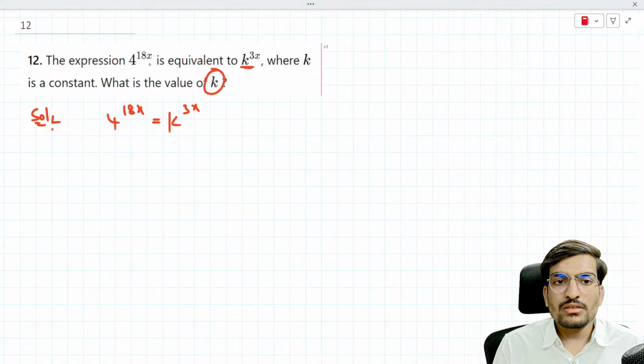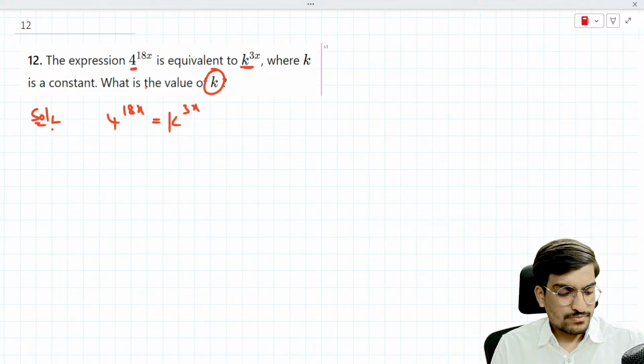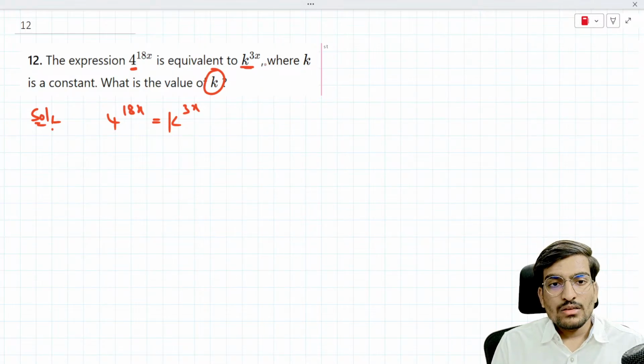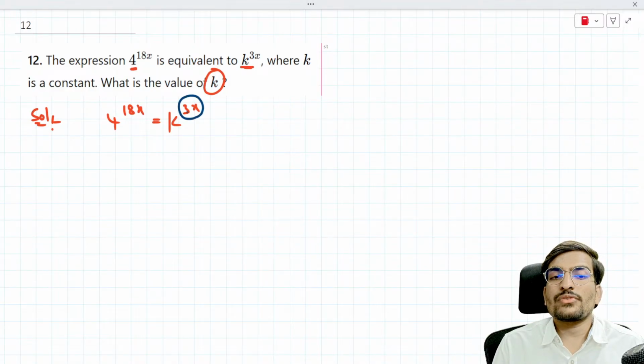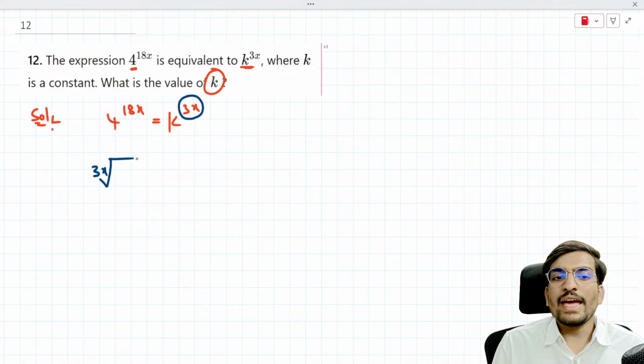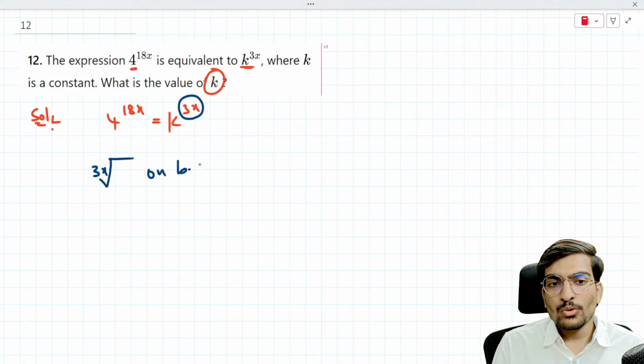It is not in the exponents. So what do we do? To find the value of k, what is there with this? It has 3x. We have to remove that part, then you will get the value of k. So what we do is take the 3x root on both sides, which directly cancels this thing.